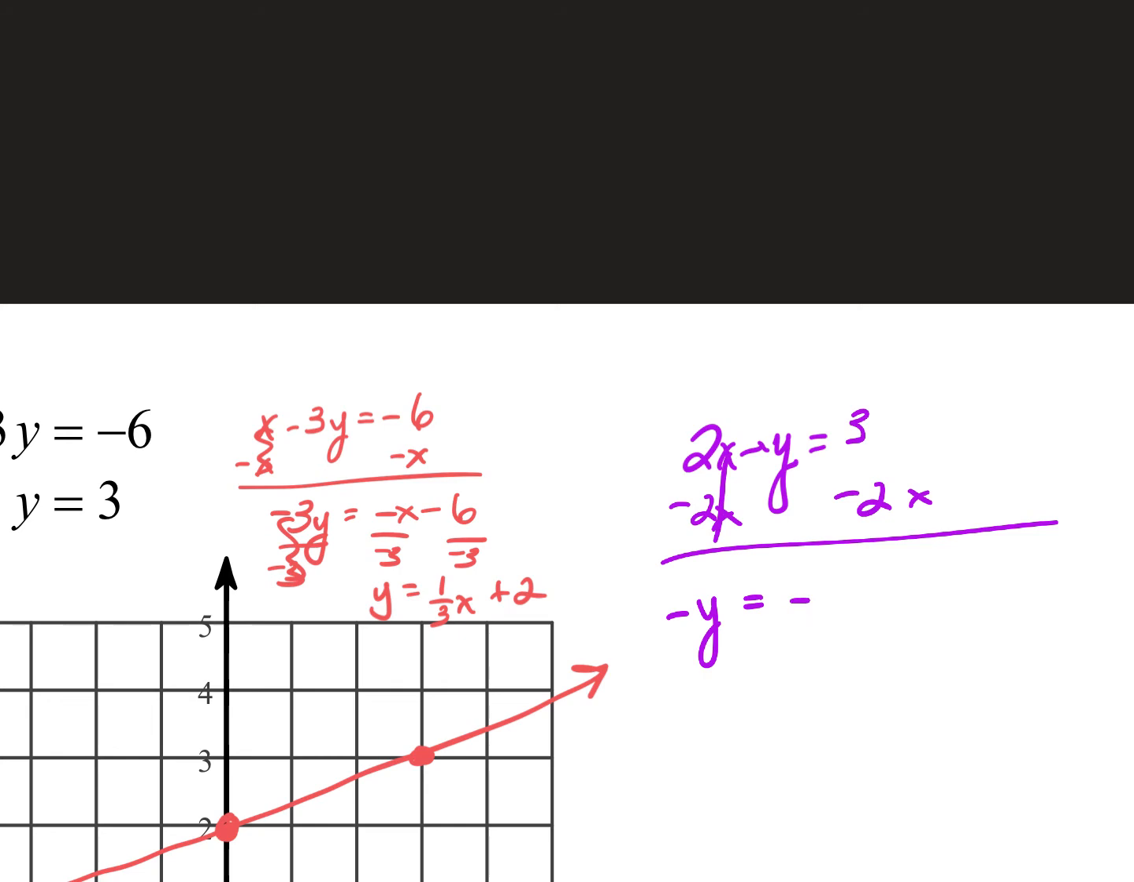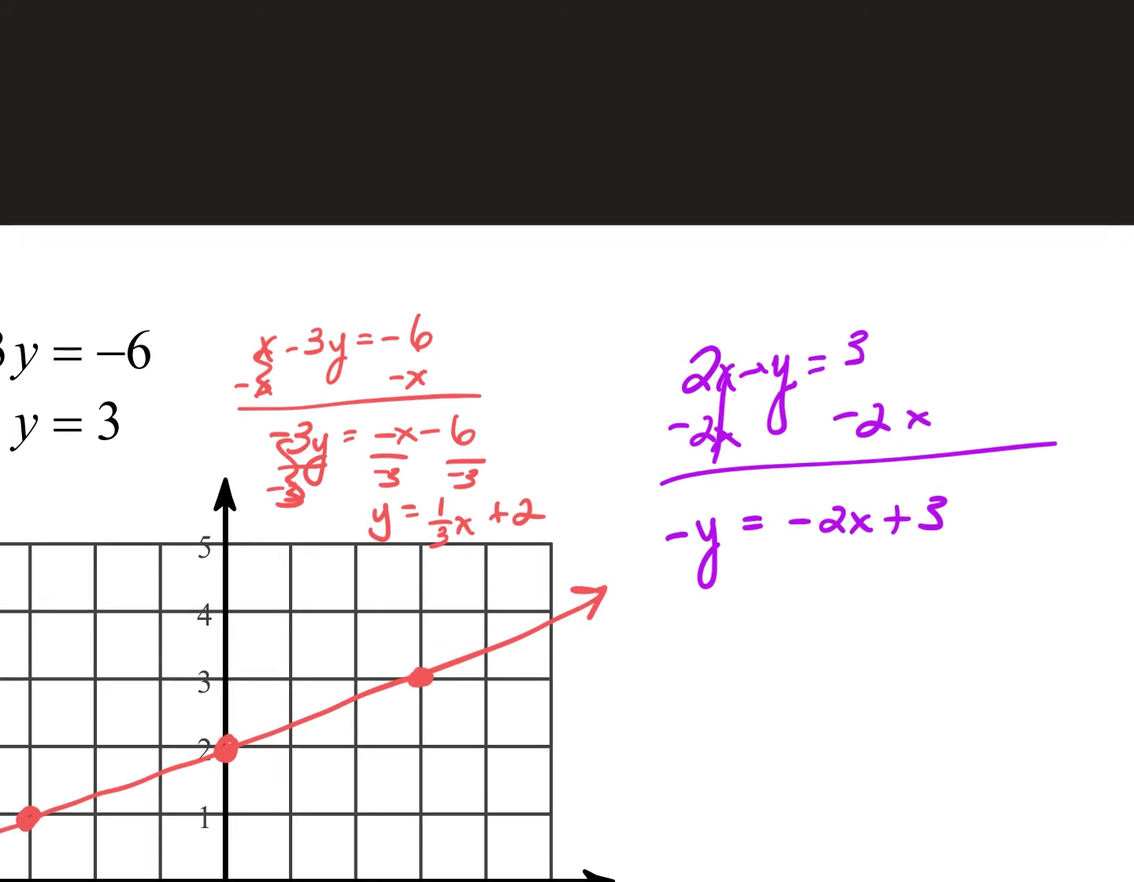Negative y equals negative 2x plus 3. Can I leave that negative y? No. What should I do? Divide everything by negative 1. In a sense, all you're doing is just changing the signs. But you have y equals negative divided by negative gives me a positive. And then a positive 3 divided by negative 1 is minus 3.